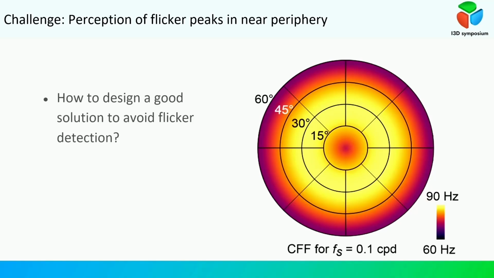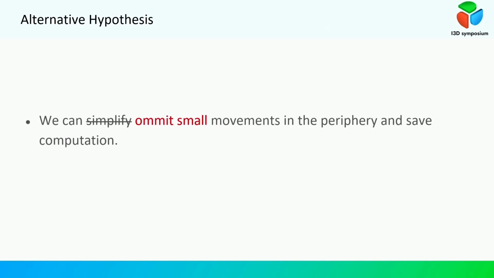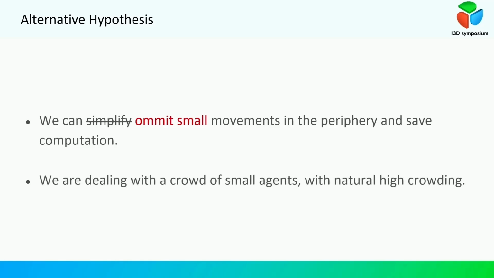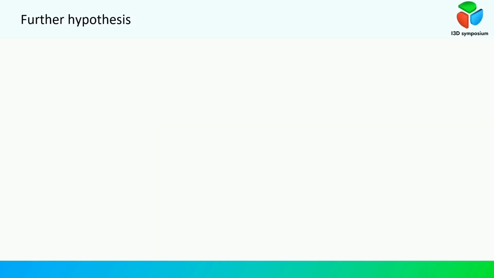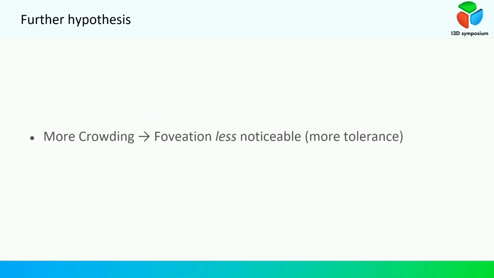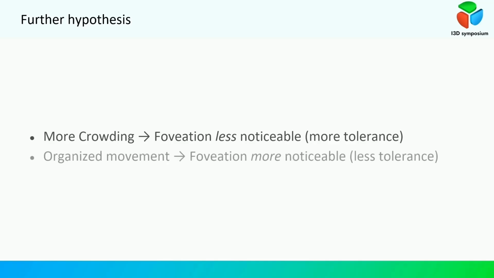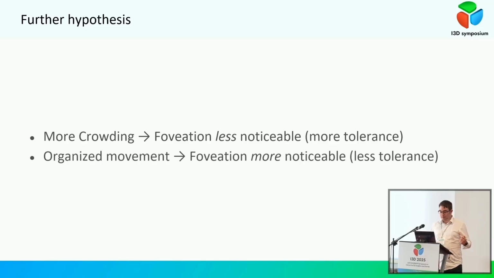So if you try to foveate animations, that will make them look clunky and create flicker, which might be perceived by the eyes. So we have an alternative hypothesis. We believe we can omit movements altogether in the periphery and save on computation. As we're dealing with crowds of very small agents with naturally high crowding, we believe the lack of animations will go unnoticed. We also have two further hypotheses we're going to test. The first is that the more crowding there is in a scene, the less noticeable foveation is going to be. The second is that if you have organized movement from our crowd, the foveation is going to be more noticeable.